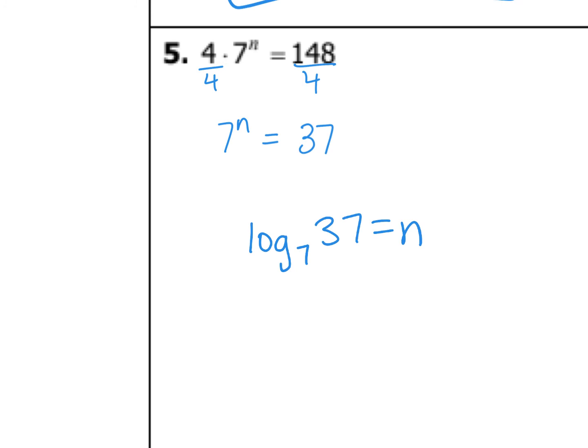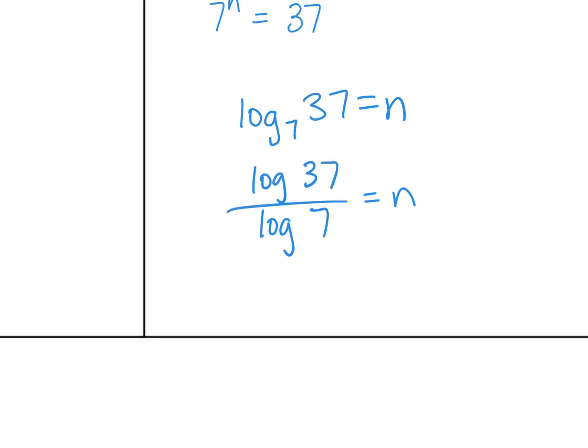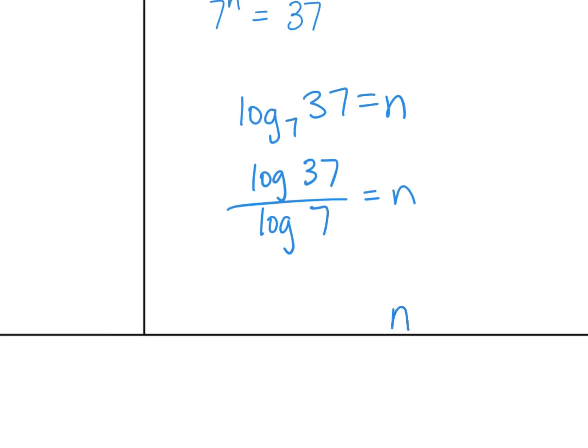And then the last thing, I've got to find my answer. So what would I type into my calculator? Yep, log A divided by log B. So log 37 divided by log 7 is going to equal n. And n is going to be what decimal?